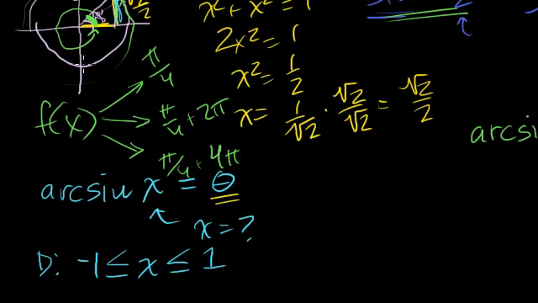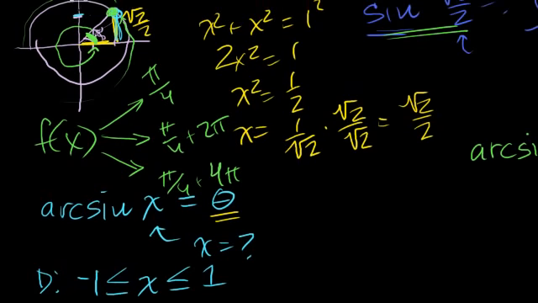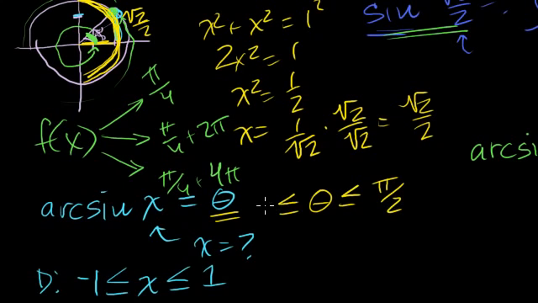And for arcsine, the convention is to restrict it to the first and fourth quadrants, to restrict the possible angles to this area right here along the unit circle. So theta is restricted to being less than or equal to pi over 2, and then greater than or equal to minus pi over 2. So given that, we now understand what arcsine is.